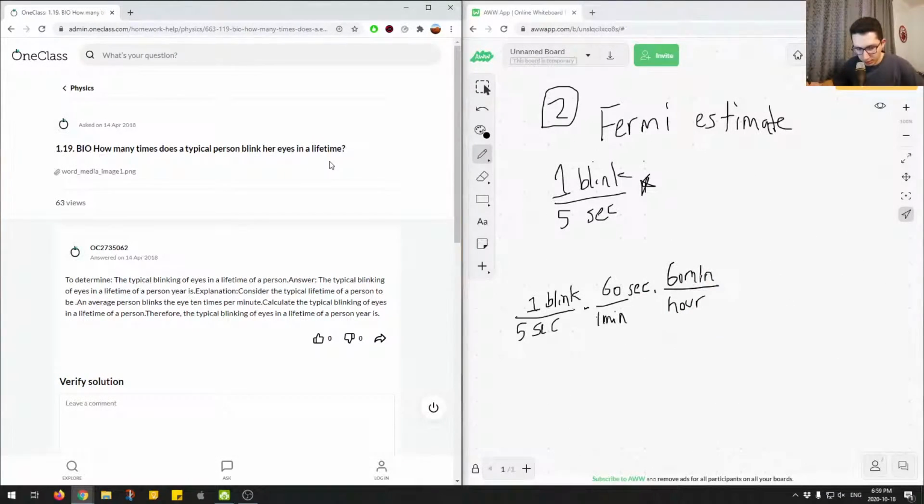So now since we have 60 minutes per hour, we multiply this again by 24 hours per day for 1 day. Put a 1 over here. And then we'll multiply this again by 365 days per year. And finally, thinking about the average lifespan of a person, you can say on average someone would live up to 75 years. So we'll multiply this by 75 years. And now we've approximated about how many times someone will blink in their lifetime.